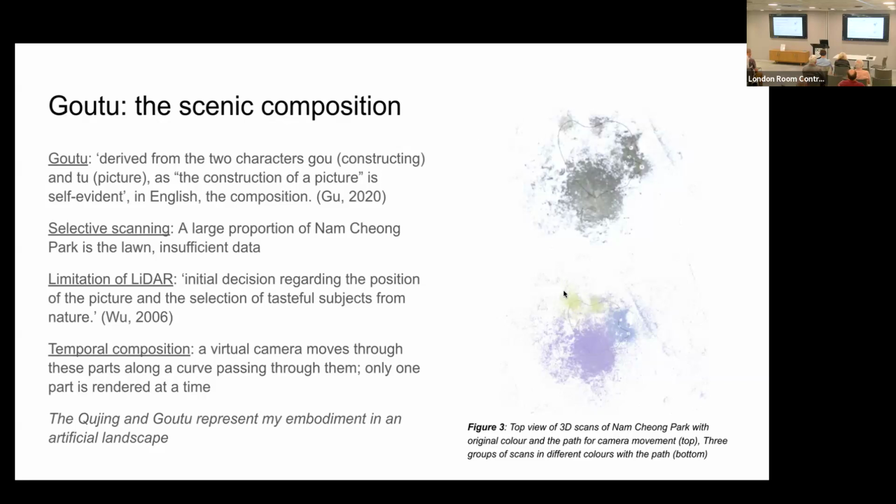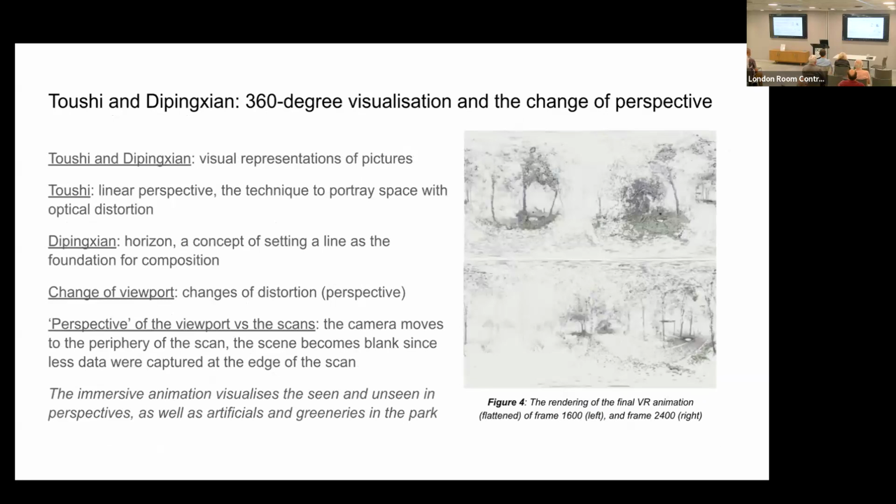So I try to include the temporal element to enrich the composition, and the Qujin and code to represent my embodied experiences in the artificial landscape. And then it goes to the 透视 and 地平线, which refers to the 360-degree visualization and the change of perspective. 透视 and 地平线 are the visual representations of the pictures. 透视 refers to linear perspective, back to that context, and 地平线 refers to the horizon, which defines the eye level.